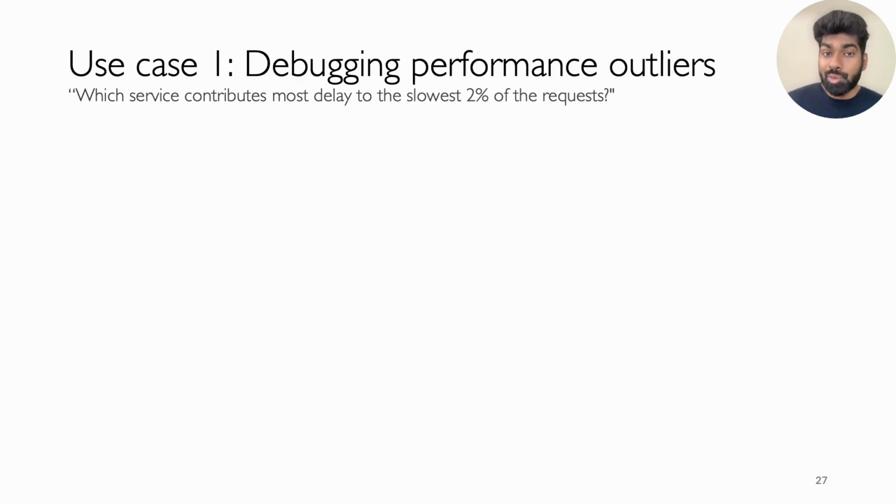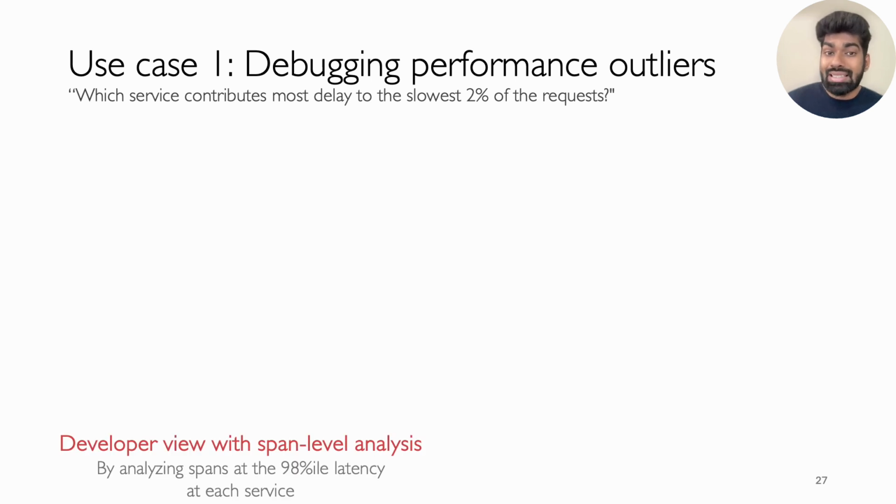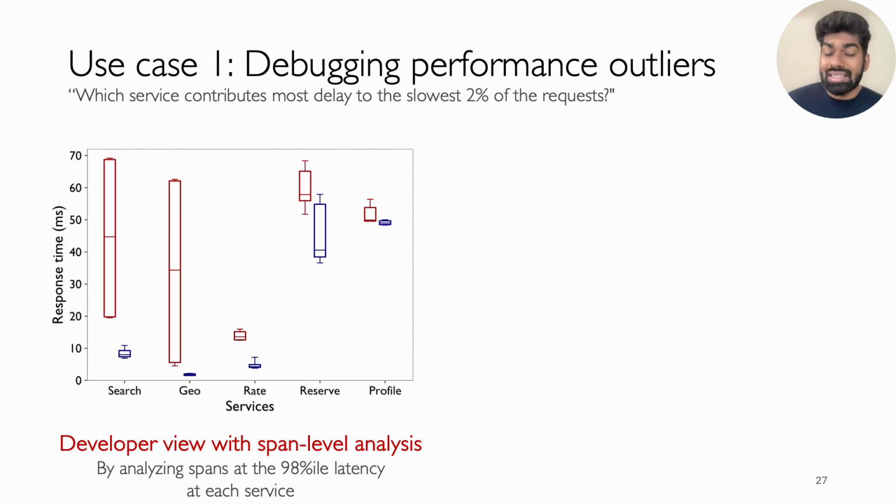Now we describe a few use cases highlighting how imperfect tracing can still be very useful. The first use case is about debugging performance outliers, asking queries like which service contributes the most delay to the slowest 2% of the requests. Without end-to-end tracing, a developer can only employ span-level analysis, which can only identify the spans which were in the top 2% latency at each individual service. The key point is that without tracing, there's no guarantee that the requests with the top 2% latency at each service are in the overall top 2% of the requests.